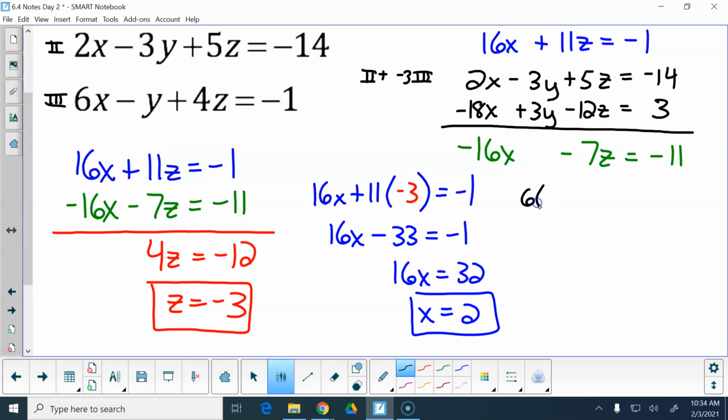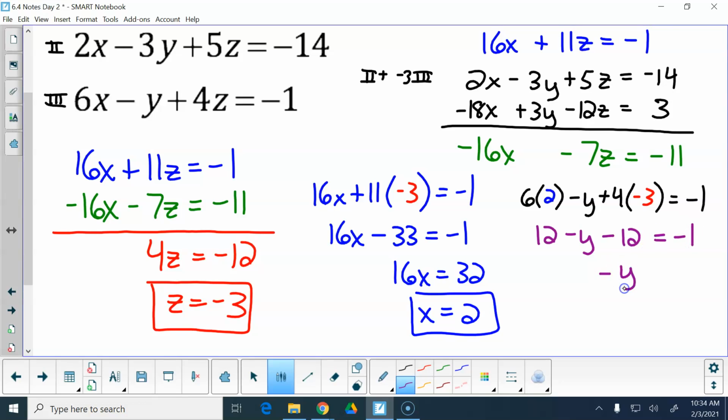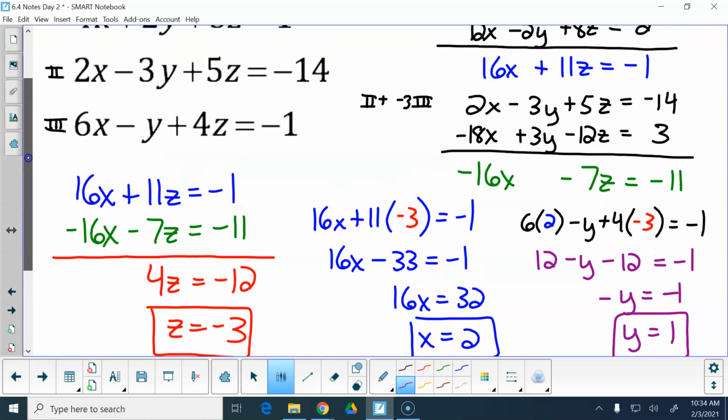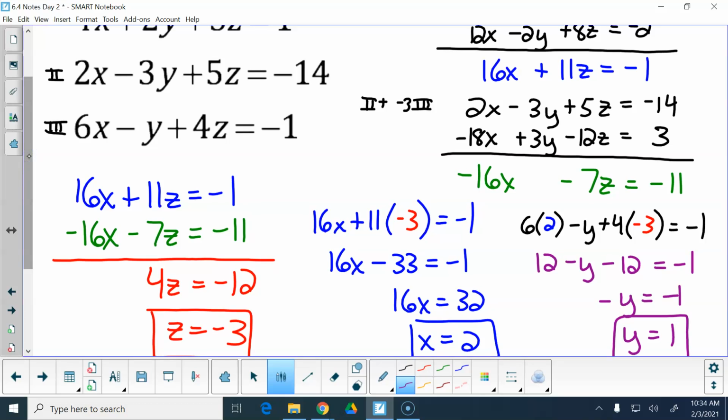So that's going to be 6 times 2 minus y plus 4 times negative 3, and that's got to be negative 1. So this is 12 minus y minus 12 equals negative 1. So that's negative y equals negative 1. So I get y equals 1.